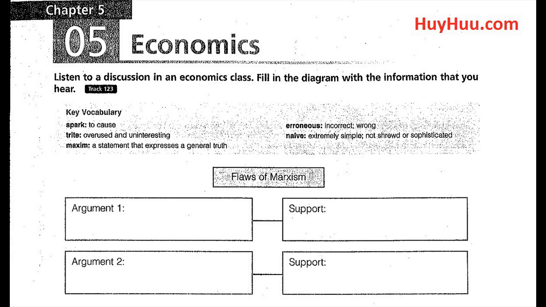Today's lecture will spark a lot of discussion, and I just want to let you know that I welcome it, so please feel free to jump in. I'm going to talk about why Marxism failed. Many economists today agree that Marxism is basically just a bunch of trite maxims that don't reflect reality. But is it? Well, why don't we get started?